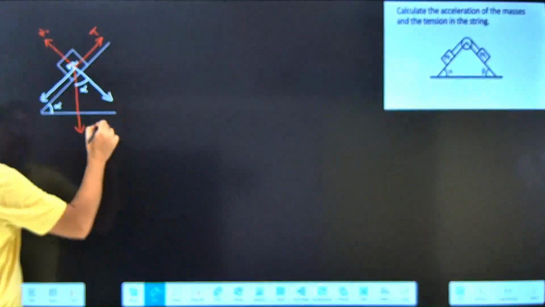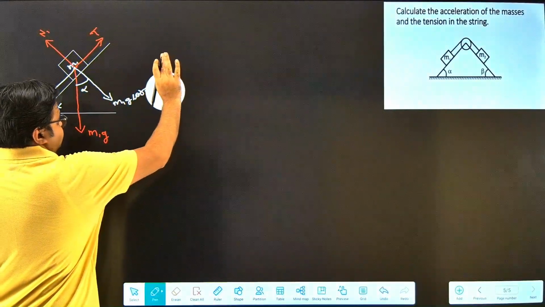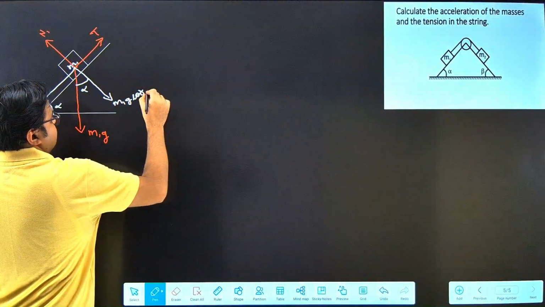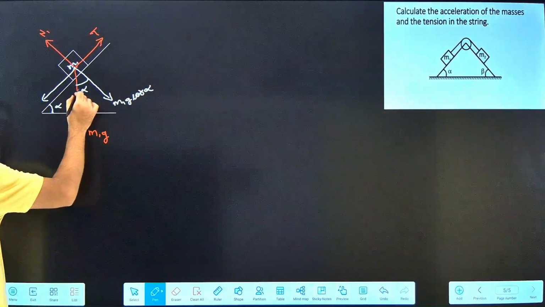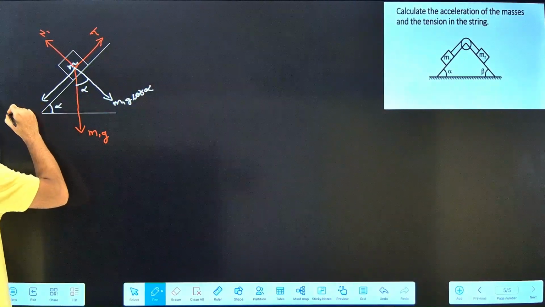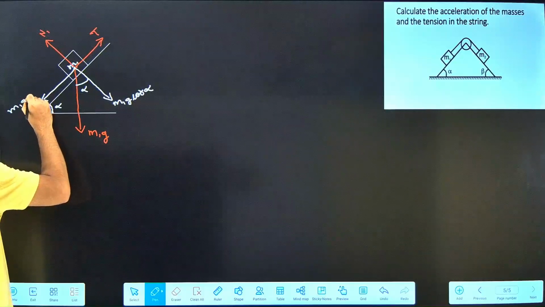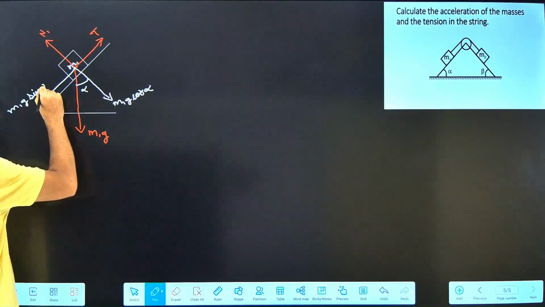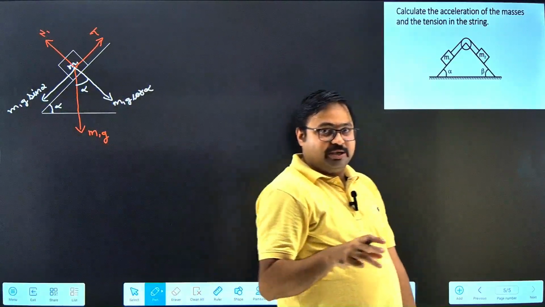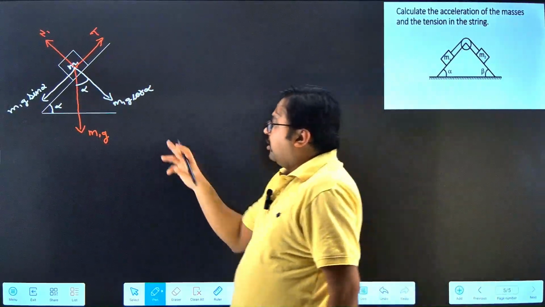So we can certainly resolve mg. Alpha sticks to this axis, so you can call it m1 into g cos alpha, and the other component would simply be m1 into g sin alpha. So that would be the force onto this side.